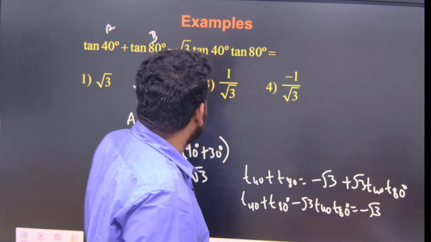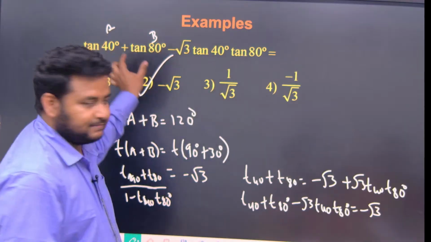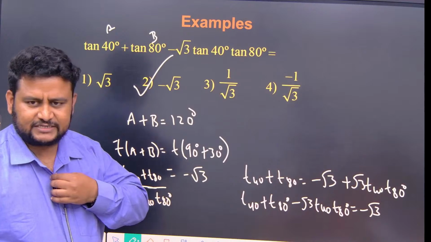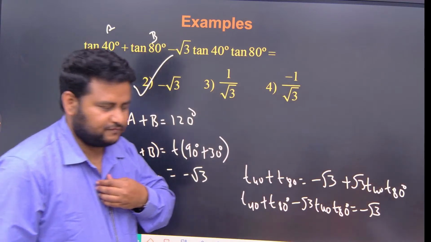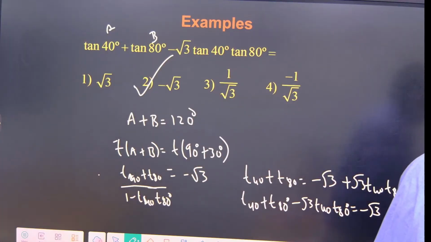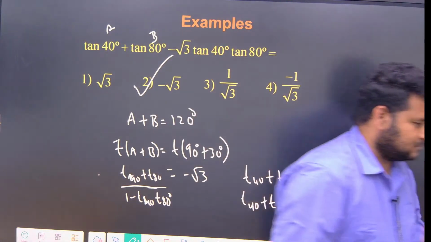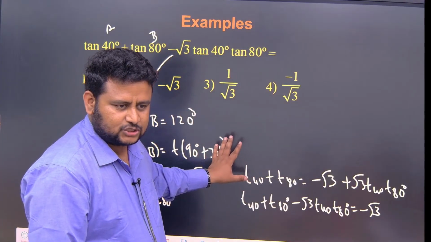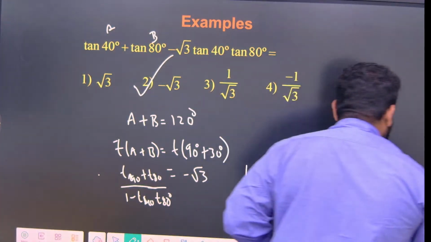So when they give like this, take this as A and B, add it and make it equal. You could understand? Okay, fine. So clear this one? Understood? Okay, got it.